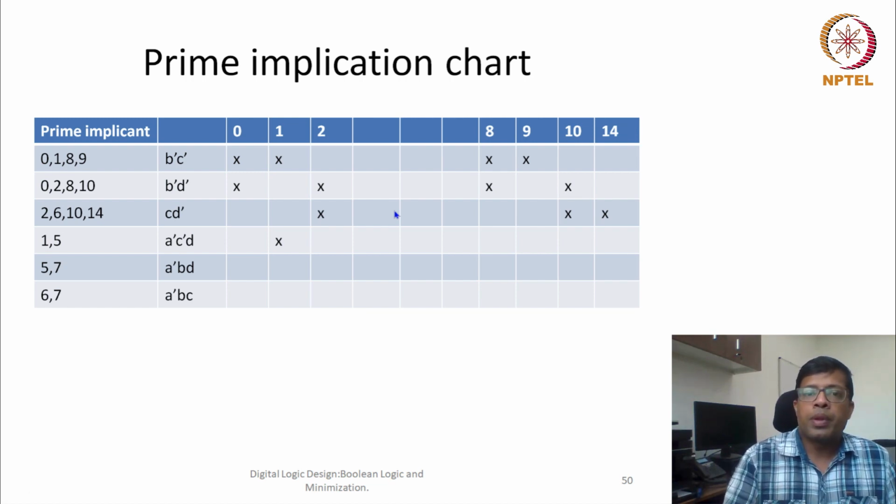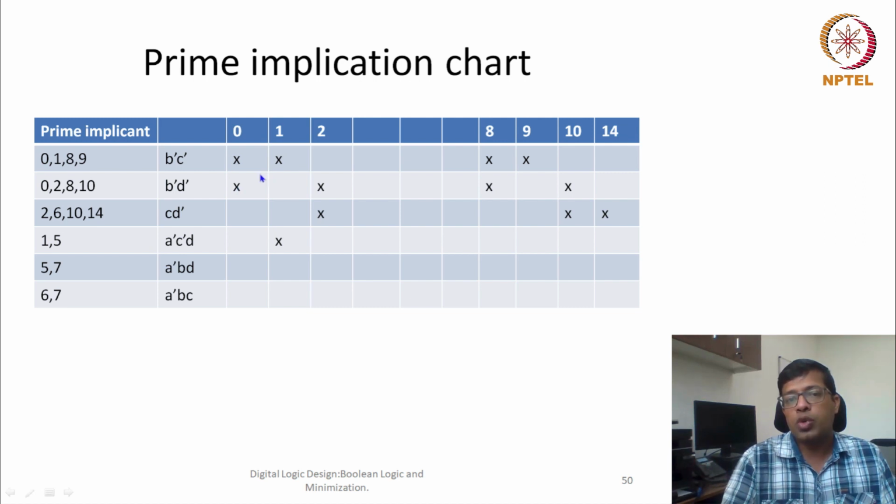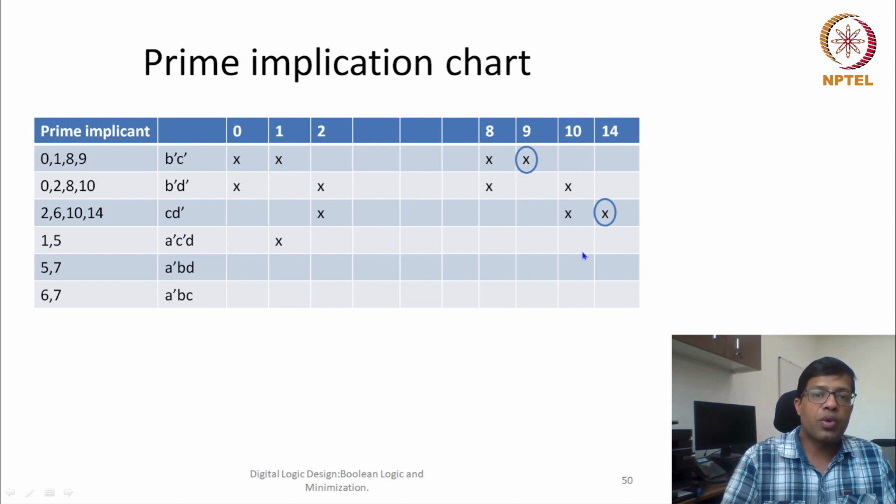So the process would still be the same. Looking at the chart, we first look out for which particular min term is covered by only one prime implicant. So 0 is covered by 2 prime implicants, 1 is also covered by 2 prime implicants. If we look further, we see that 9 and 14 are the two min terms which are covered by only one prime implicant.